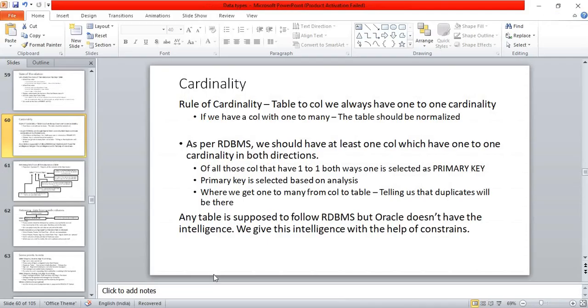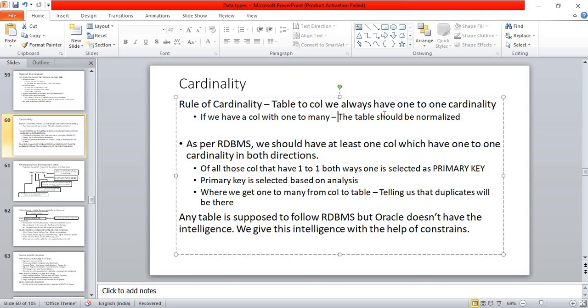Okay, so that is the first point. The rule of cardinality is that from table to column, we always have one to one cardinality. If you have a column with one to many from table to column, then the table should be normalized. That's a different concept altogether.